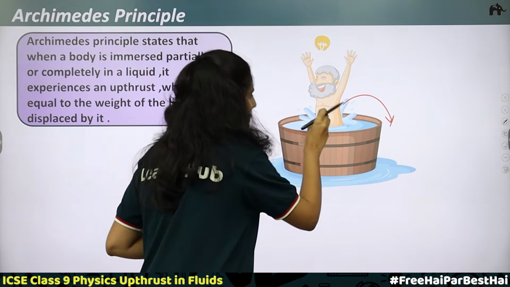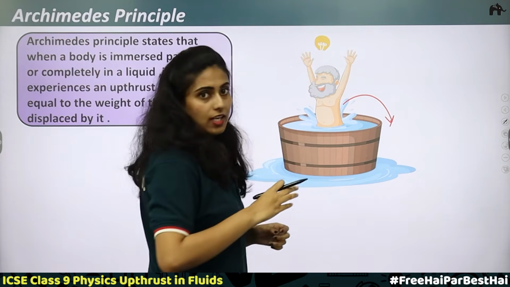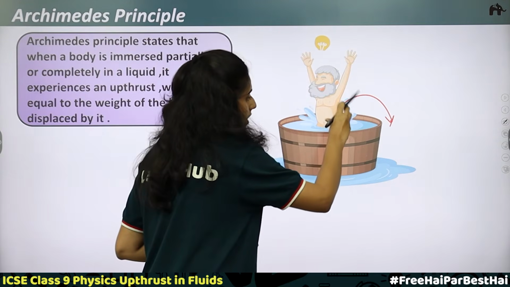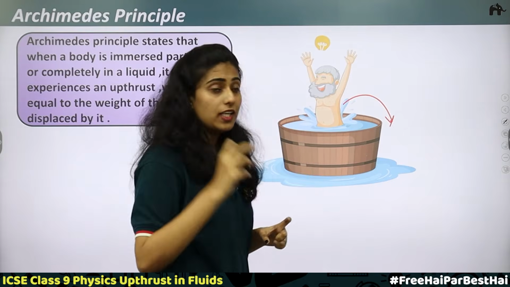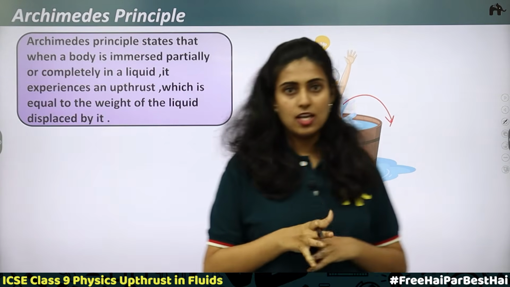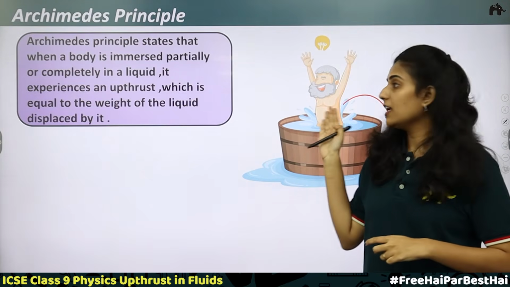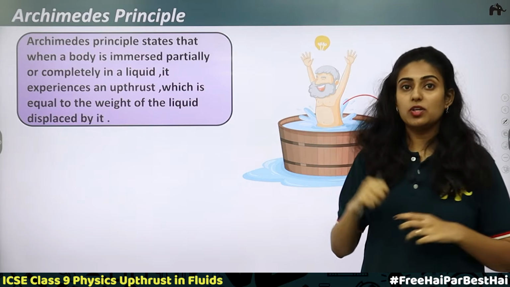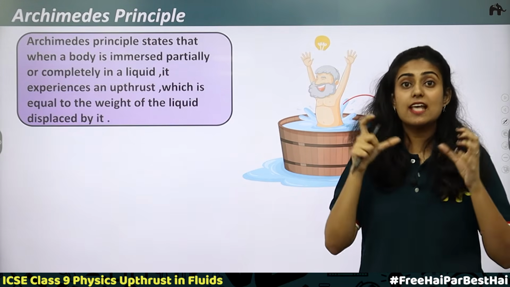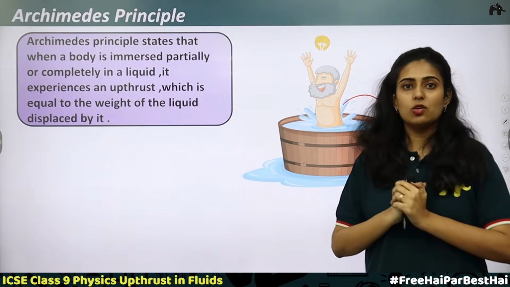So, what happened here? Archimedes understood that the volume of water that is displaced will be equal to the volume of his body that is submerged inside the liquid. After this discovery, he started shouting Eureka, Eureka, okay, because he had discovered something related to buoyancy. So this is the Eureka story.